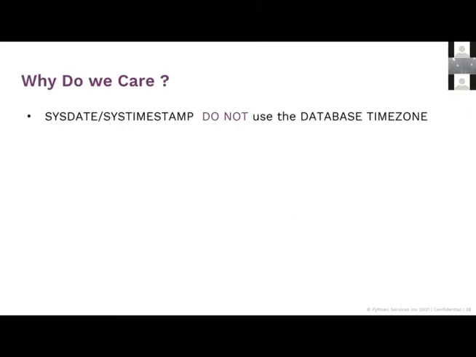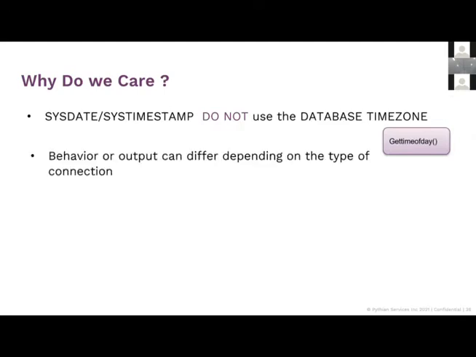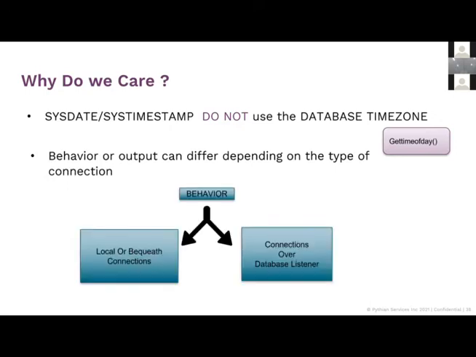The interesting thing is sysdate and systimestamp. If you work with a database, you understand that there's a command called select sysdate from dual, right? That command does not use the database time zone. That is purely dependent on a system call, gettimeofday. And the behavior or output of this command, select sysdate from dual, can differ depending on the type of connection. What do I mean? If it is a local connection, local to the server, bequeath connection as we call it, it would be different. And if it is a connection over a database listener, the behavior would be different.